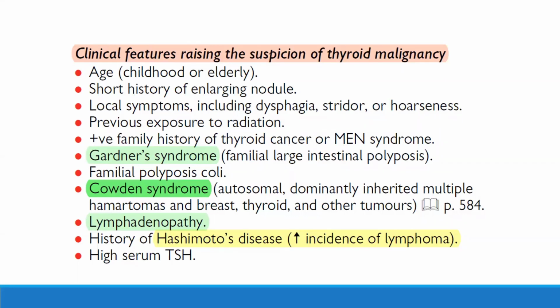If there is lymphadenopathy, or a history of Hashimoto's disease, it increases the risk of lymphoma. If the TSH level is elevated, it increases the risk of malignancy.